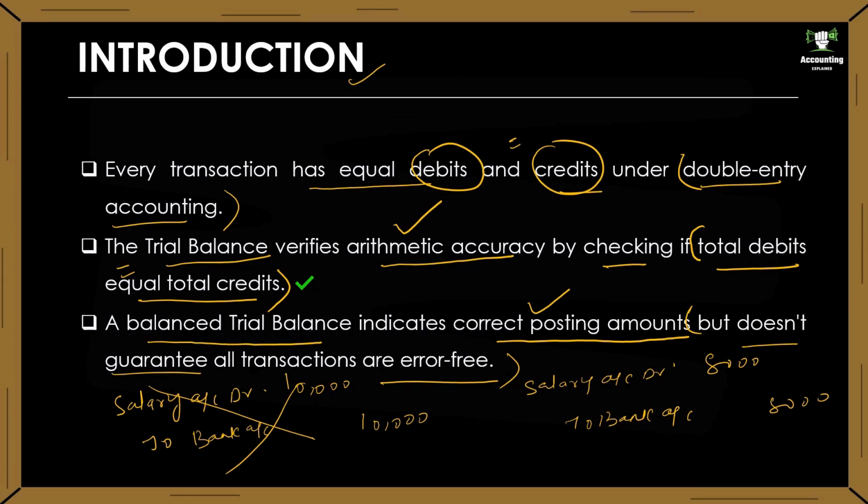Here, debits are equal to the credits. So, both debit and credits are equal. So, arithmetically it is correct and the trial balance will tally. But it has an error in it.